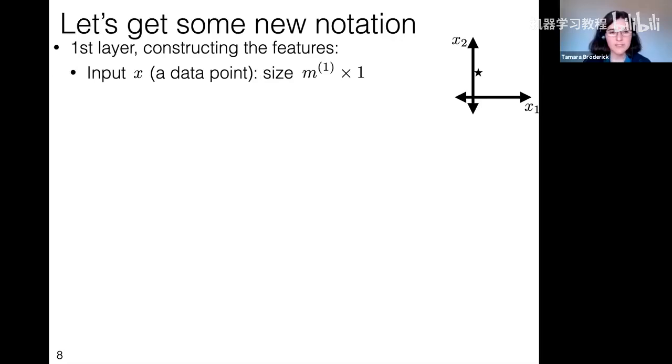Okay, now something that we're going to do is we're going to have this sort of general notation for each layer. So the superscripts on this page are going to represent the layers. So in this first layer, we're constructing the features. We're in the first layer, so we're layer 1, and we're going to say that the number of inputs to layer 1 is m super 1. So that's just going to be a notation that we use.